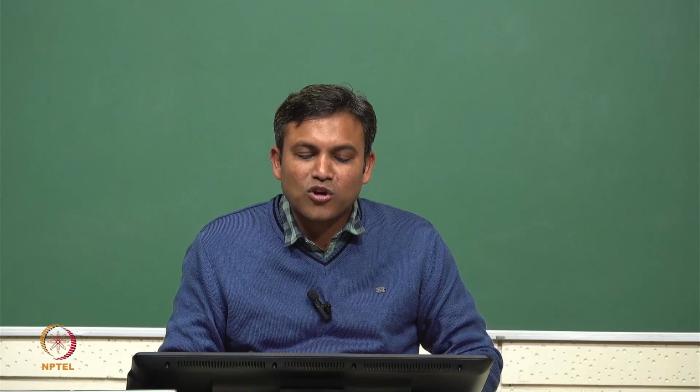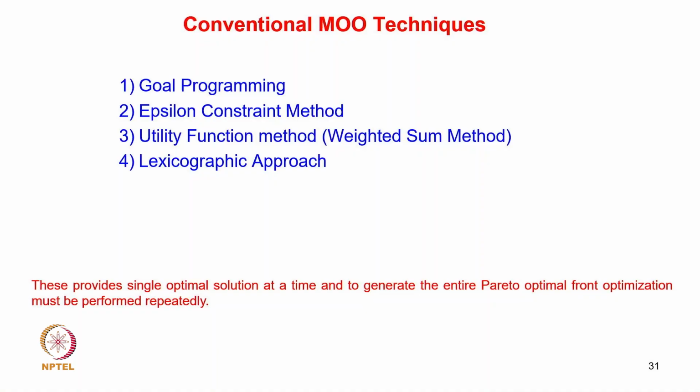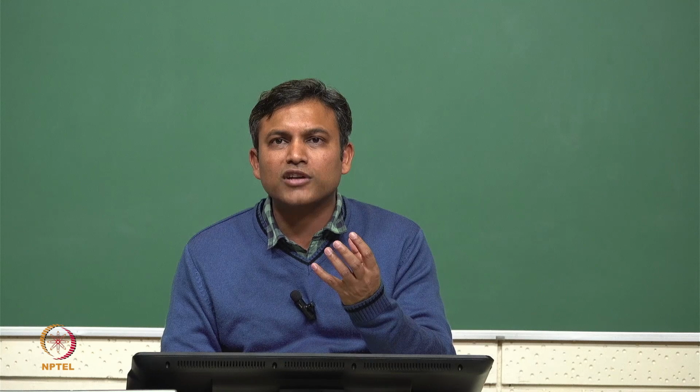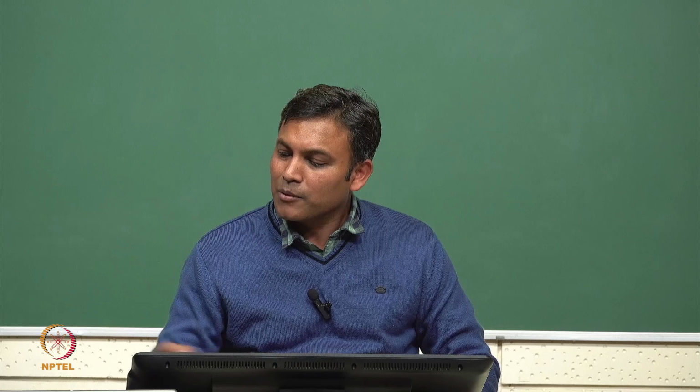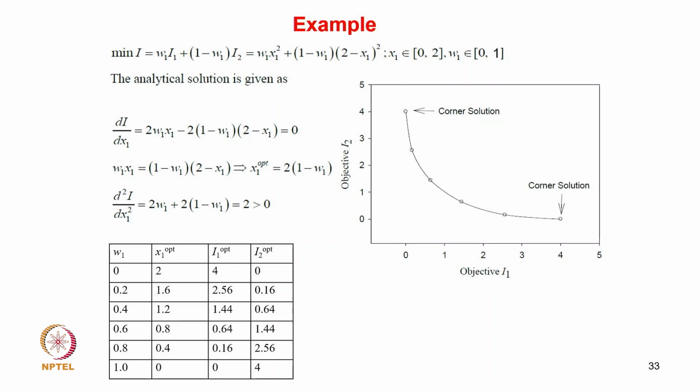So clearly, all these methods give you one optimum solution at a time. If you want to generate the entire Pareto optimal front, you have to run these algorithms multiple times iteratively, isn't it? But there are some modern-day optimization methods which can generate the entire Pareto optimal front in one go. A typical algorithm used for that is the genetic algorithm.